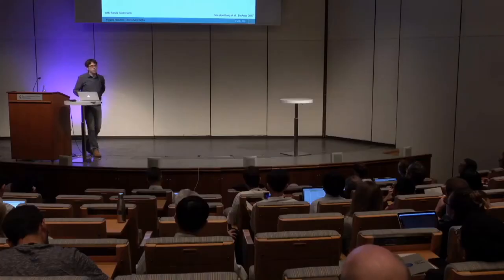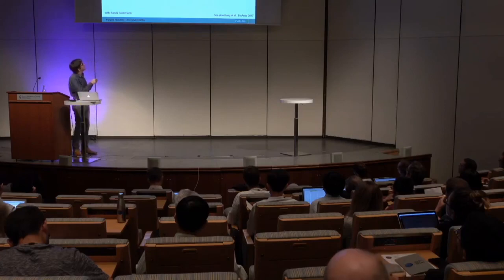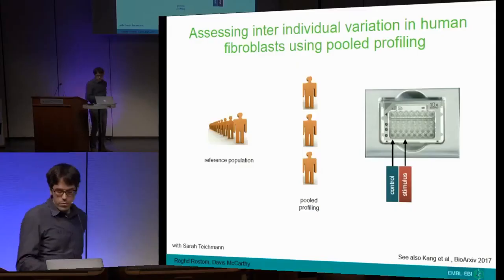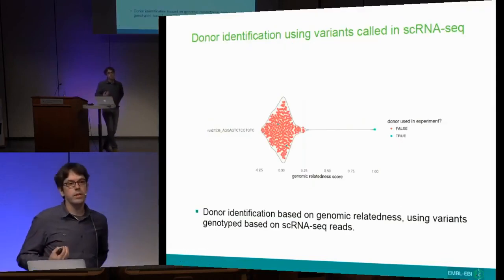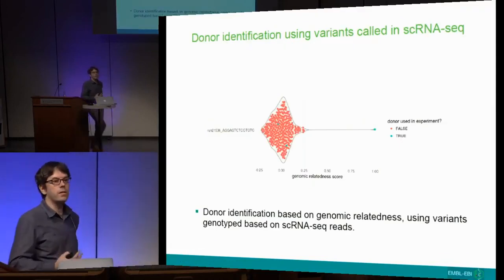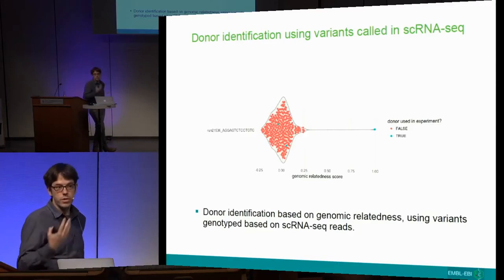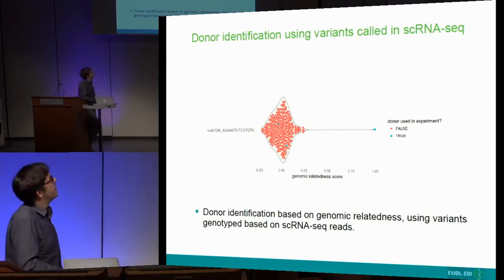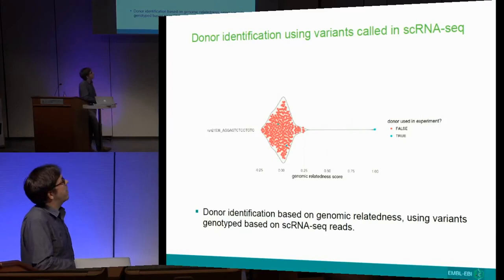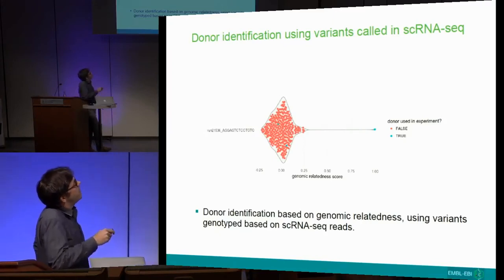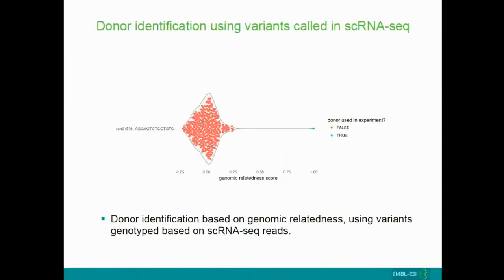Now, the question is obviously, how do you then identify which cell comes from which individual? The approach we're using is actually a very simple idea, but it illustrates that we can combine genetic principles and computational methods with experimental designs: we use the relatedness of these individuals. We call variants and ask which donor the cell we see is closest to. This is the population of all these reference donors, and you can see if you pick the right donor, they're much more related. This is a relatedness score that basically says how similar individuals are on the genetic level. And that allows you to really recapitulate who is who.